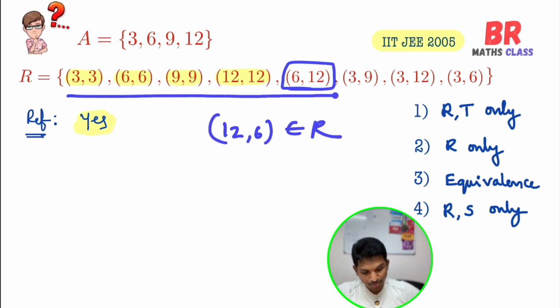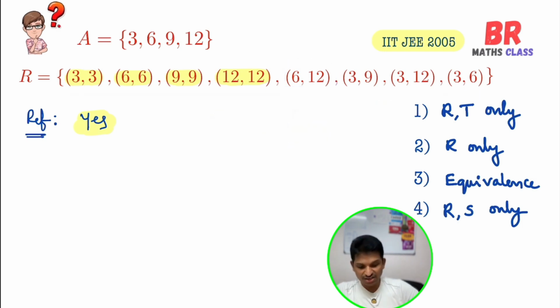You check, is (12, 6) there in the relation? No, (12, 6) does not belong to the relation. When it comes to symmetric, no, it's not symmetric. I hope you are understanding. So this relation is reflexive but not symmetric.